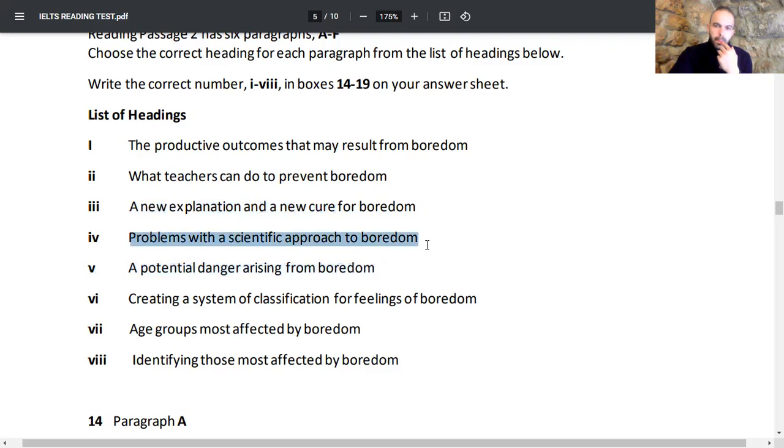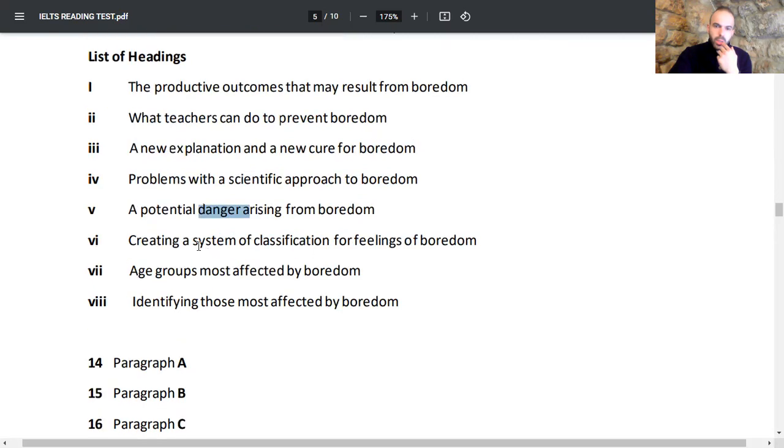Problems with a scientific approach to boredom. So problems is a keyword. Scientific approach is a keyword. A potential danger arising from boredom. So the danger is the most important keyword. Creating a system of classification for feelings of boredom. So you are trying to classify the feelings of boredom. So which paragraph shows you this information or this heading?